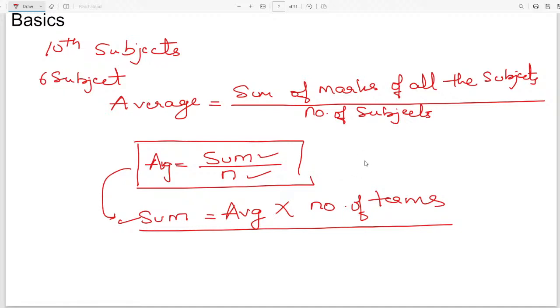I hope you have understood these two formulas, and once we move into the questions, we'll see how to solve each question through the basics. So if you have any doubts in the basics that I've taught, these two formulas, you may ask. If there is no more doubt, we'll start with today's session and with solving the questions.